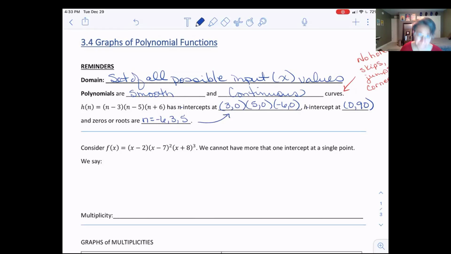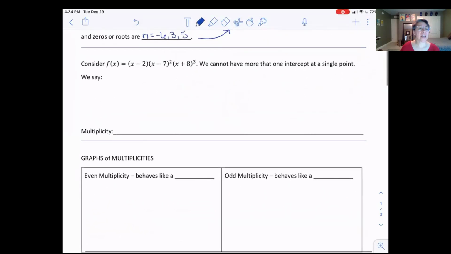Let's consider f of x equaling this polynomial, where we have the binomial x minus 2, but then that's being multiplied by the binomial x minus 7, that quantity squared. So technically, 2 of those are showing up. And then we have 3 of the x plus 8. Problem is, we can't have more than one intercept at a single point.